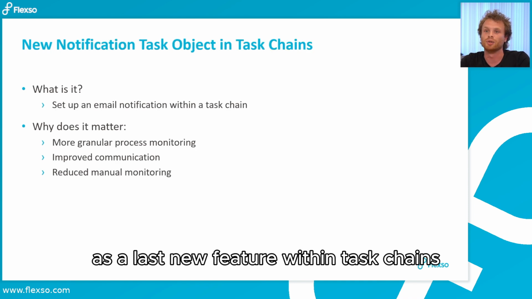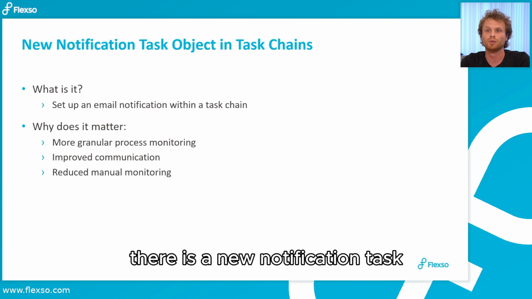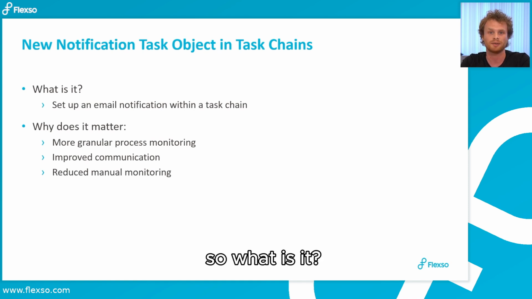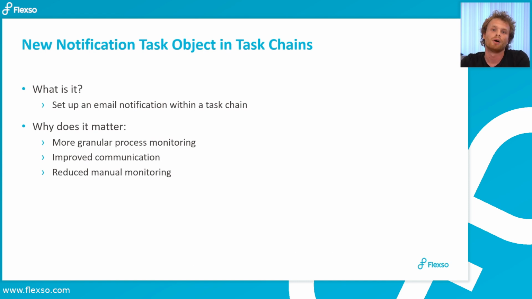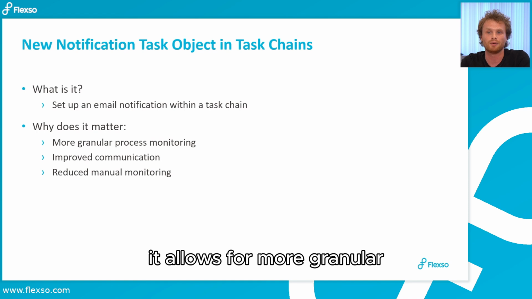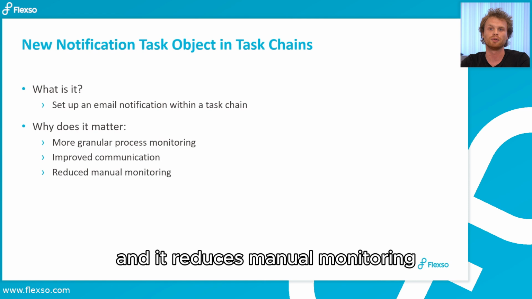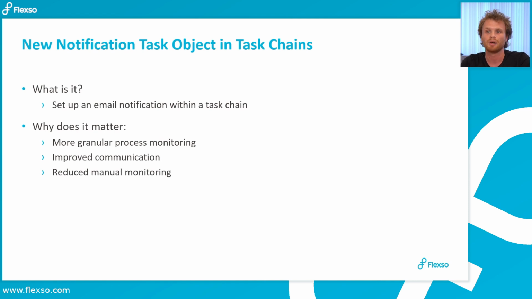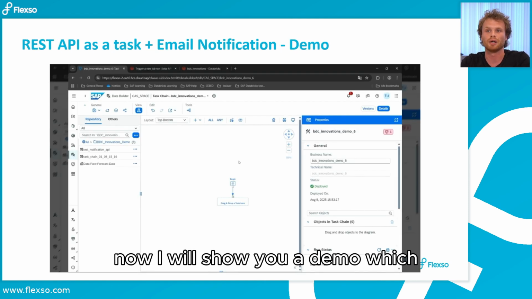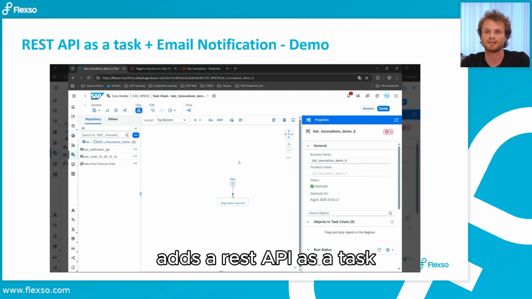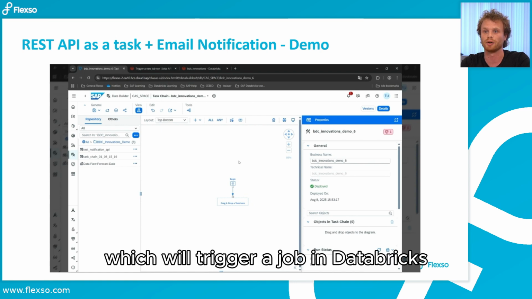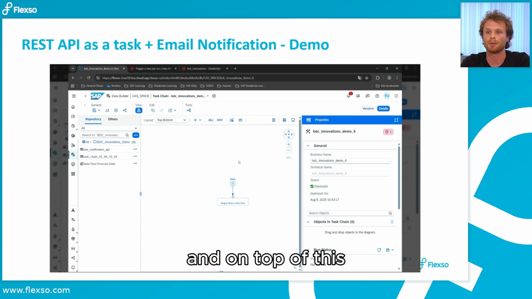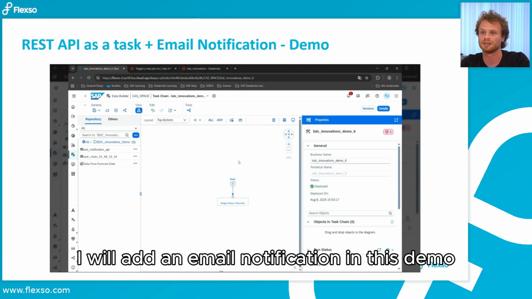As a last new feature within task chains, there is a new notification task. So what is it? You can now set up an email notification within a task chain. It allows for more granular process monitoring, it improves communication, and it reduces manual monitoring. Now I will show you a demo which adds a REST API as a task which will trigger a job in Databricks. And on top of this, I will add an email notification in this demo.